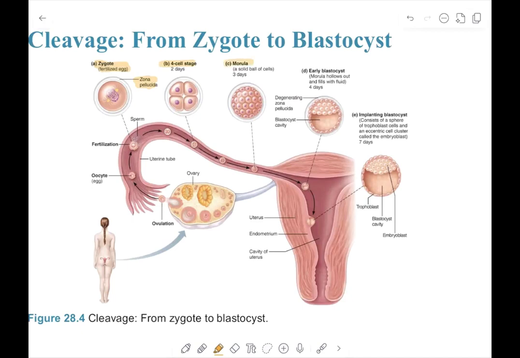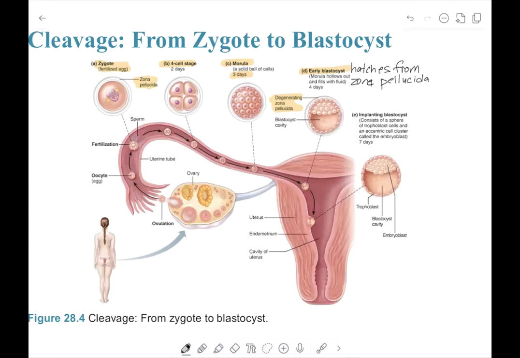We have the morula, which is the 3 days where there's at least 16 cells, an early blastocyst where the morula hollows out and fills with fluid. And this is where the zona pellucida starts to degenerate. It's almost like the blastocyst hatches from the egg. If you think about the egg shell itself, the egg shell would be like the zona pellucida. So the zygote, or the blastocyst now, is going to hatch out of the zona pellucida.